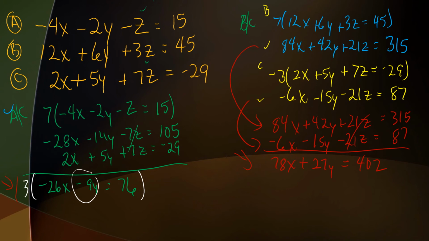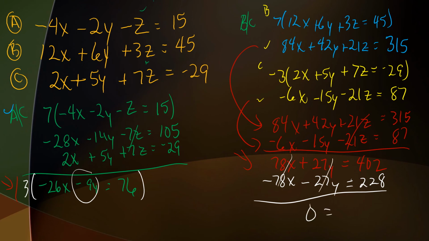So let's go. 3 times negative 26, well, that's negative 78x. And 3 times negative 9y is negative 27y. Oh, and 3 times 76 is 228. But look what happens when I add these together. My x's cancel, my y's cancel, and I end up with 0 equals 630. And again, that's not true. No solution.